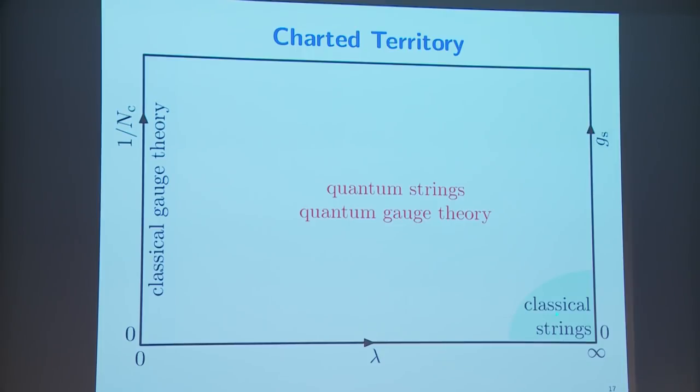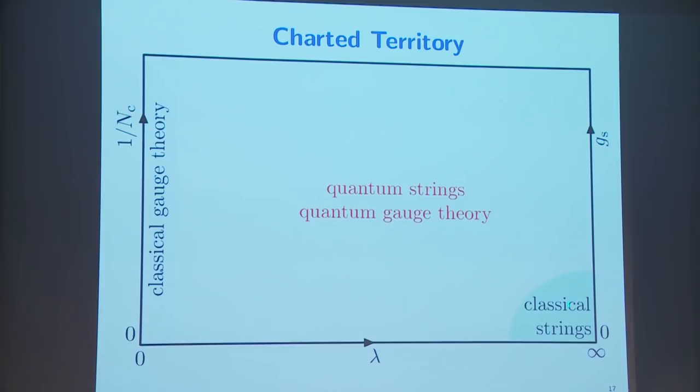And if you look at where the classical regimes of these theories are, well, the classical gauge theory is where lambda is small, but where the rank of the gauge group doesn't really matter. So you can do gauge theory for SU(3), you can do it for SU(20), you can do it for large N. That doesn't make much of a difference. So this is the classical regime of gauge theory.